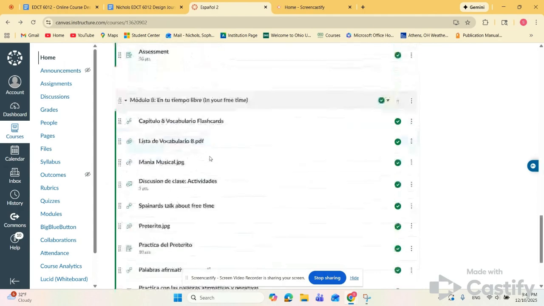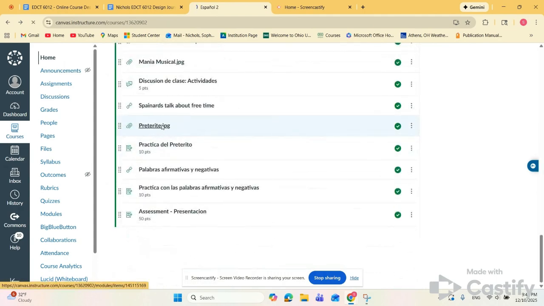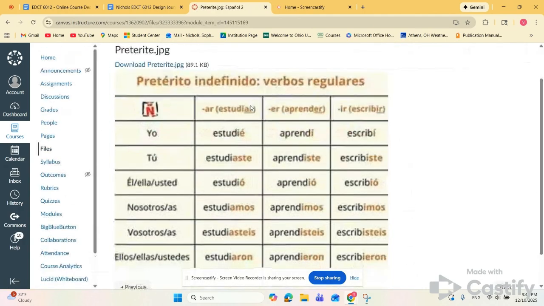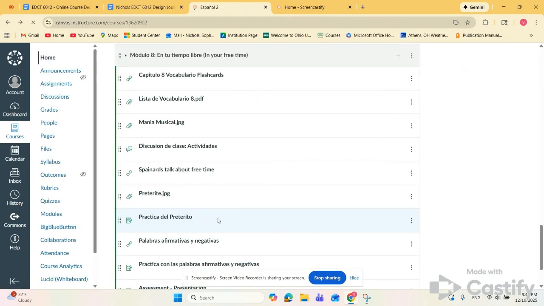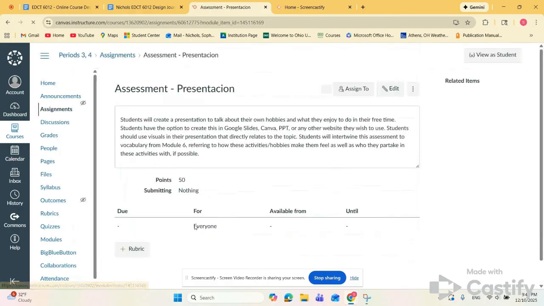And then some of these links are just examples of what students should be looking for and what they should be doing. So this is the preterite, the past tense of regular verbs for the types of verbs in Spanish. The final assessment I have students do is a presentation, a simple presentation of them talking about their hobbies and what they enjoy to do in their free time. They should also intertwine vocabulary from Module 6, which talks about well-being and emotions, referring to how these activities and hobbies make them feel, as well as who they partake in the activities with.